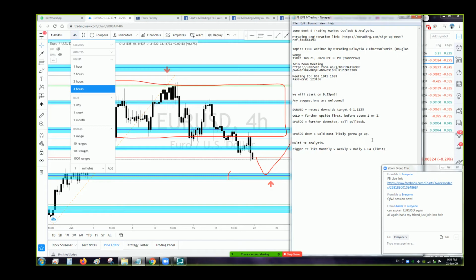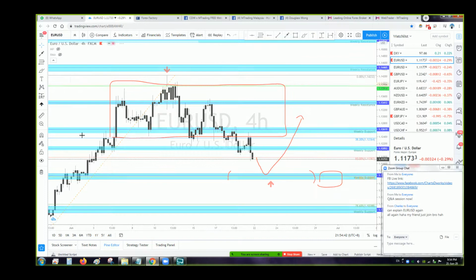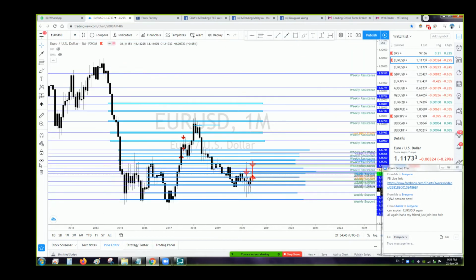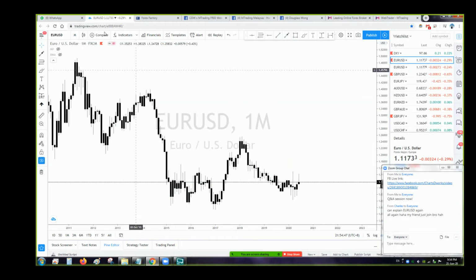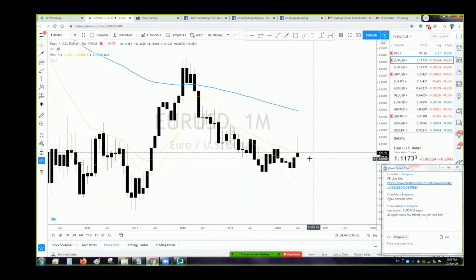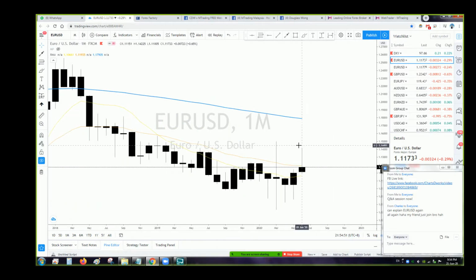Okay, I'm not going into H1 or whatsoever. So, monthly. Okay, let me close everything. Okay, see, monthly price is rejected from the top, which means price is having sell pressure.